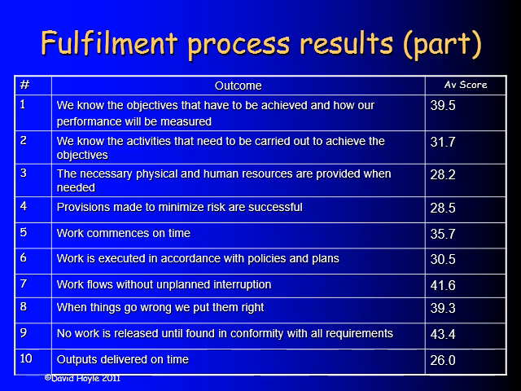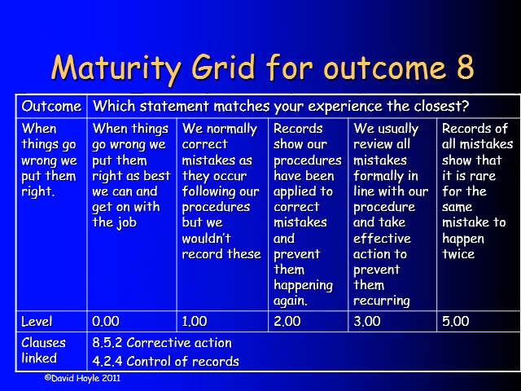We know the objectives that have to be achieved. How do you rate? Do you always know them? Do you know them all the time, only part of the time? And let's scroll down here to number 8, because we've got a further example on this. When things go wrong, we put them right. Now the average score was 39.3. So when we look at the maturity grid to get the 39.3, we've got an outcome: when things go wrong, we put them right.